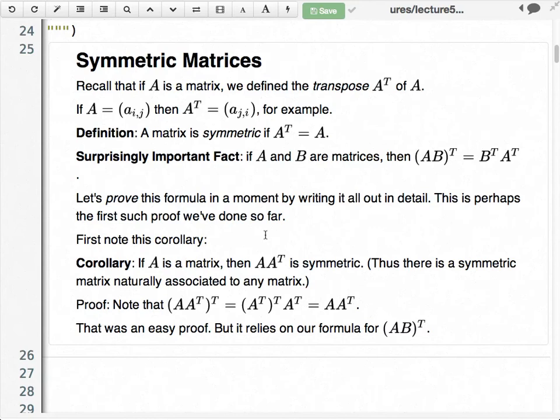So if you have a matrix A, I've already defined a transpose. This is the matrix you get by reflecting along the diagonal. So if the matrix A has entries A_ij, then the matrix A transpose has entries A_ji. So for example, the 2, 5 entry of the transpose will be the 5, 2 entry of the original matrix.